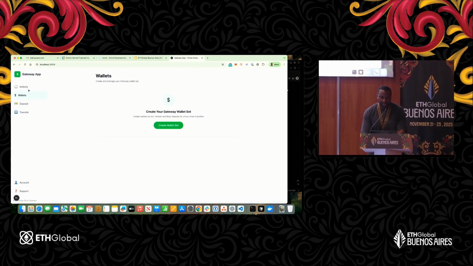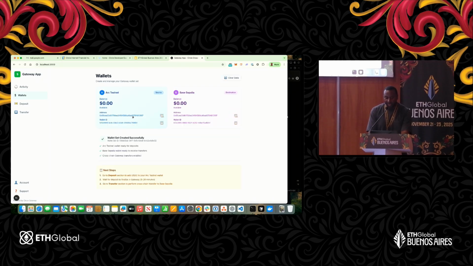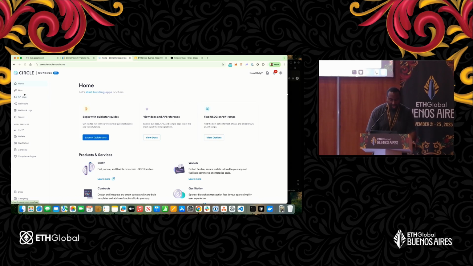Okay, so this is a simple app. This is how to use Circle Gateway with our developer control wallets. So I'm going to create some wallets here. Let's see if this will work with the internet connection. All right, so I just created a wallet set. I've got a source wallet, Arc. My destination wallet is Base. If I run back here and look at my console, wallets, we can see those wallets were created.